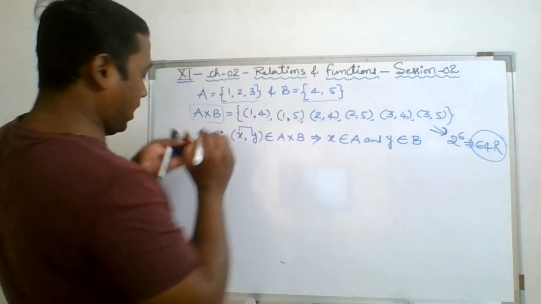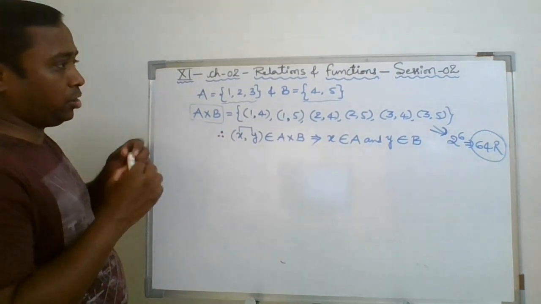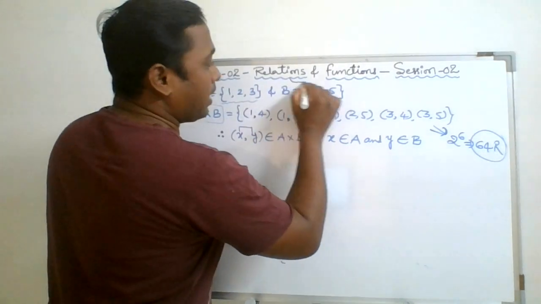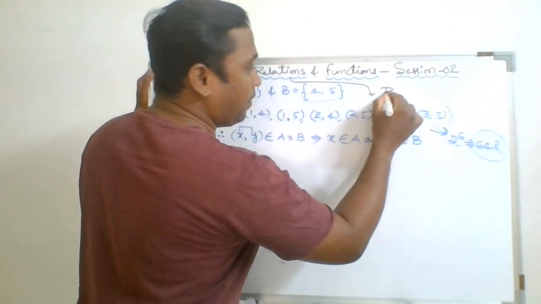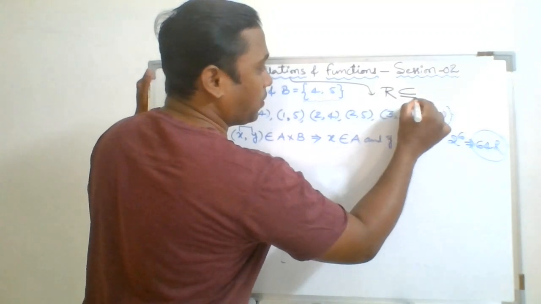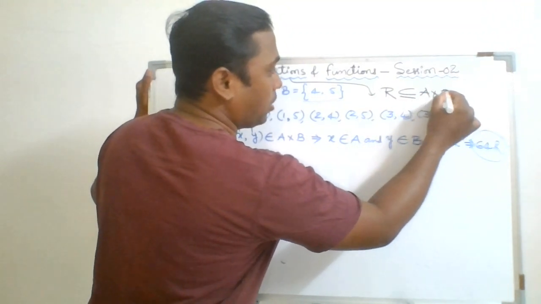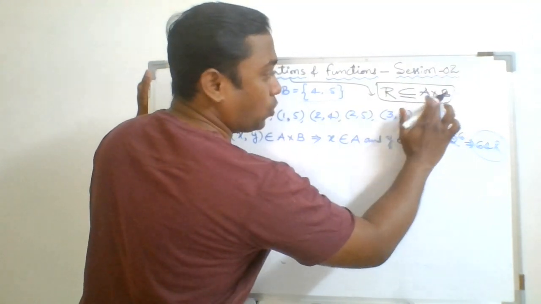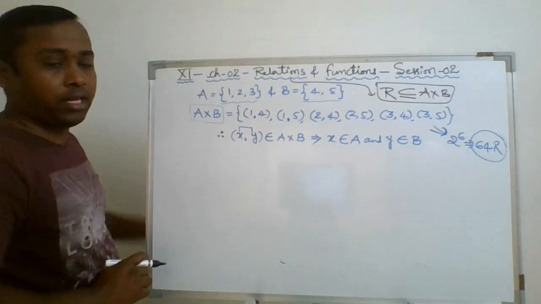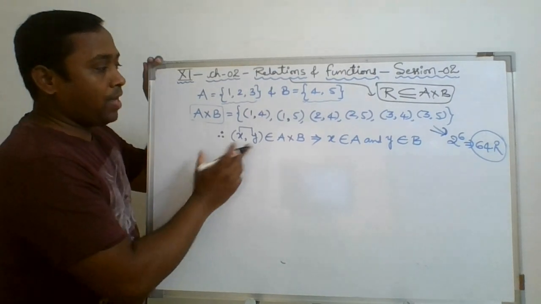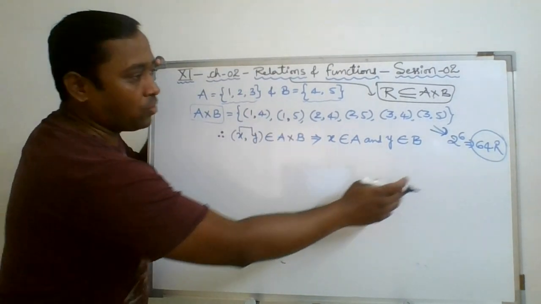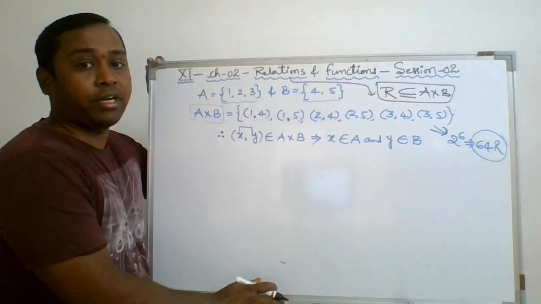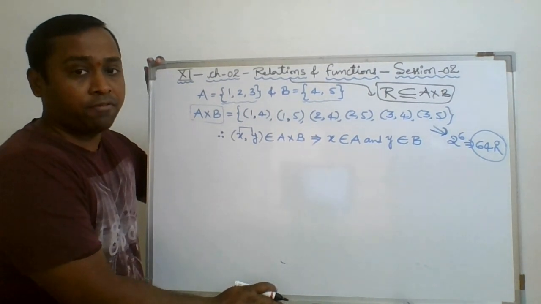So I'm just highlighting the definition of relation over here by writing symbolically: every relation is a subset of, or equal to, a Cartesian product, which is defined from A to B. So we are having 6 ordered pairs, which means we can generate 64 different distinct relations.